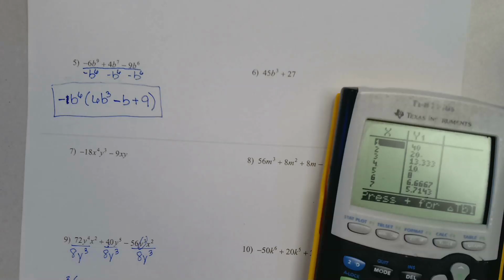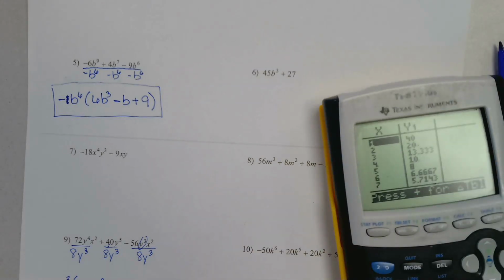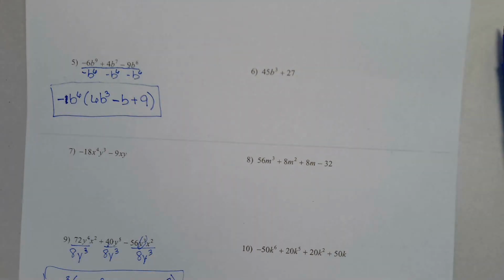72 divided by 8 is 9. My exponents, 4 minus 3 is 1. And then I have my x squared. 40 divided by 8 is 5. y to the 5th, 5 minus 3 is 2. 56 divided by 8 is 7. y to the 3rd divided by y to the 3rd is 1. So those factor out. So I'm left with an x squared. There we go. And that is my final answer.